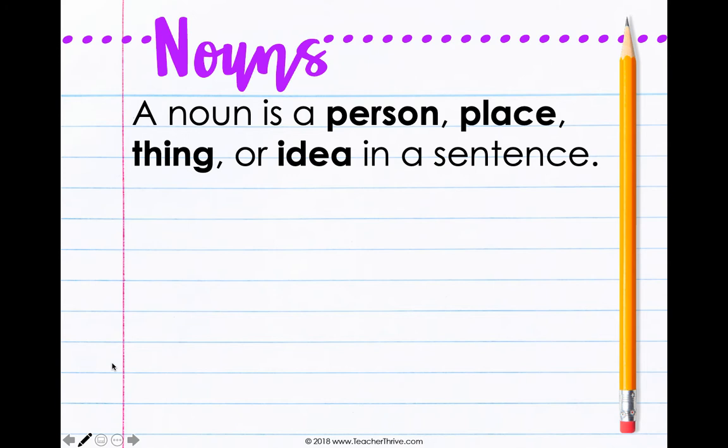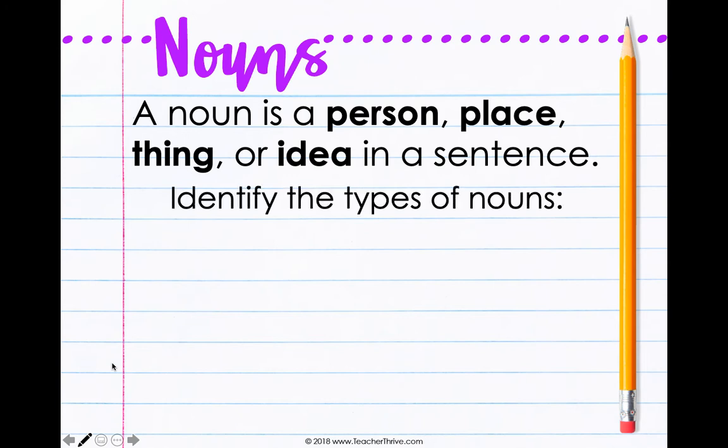All right, kiddos. So we know that nouns are a person, place, thing, or idea. Now I'm going to give you this word. On a piece of paper, I want you to tell me, is this a person, a place, a thing, or an idea? So, train. What is train? Person, place, thing, or idea? It's a thing. Good job. All right, next one.